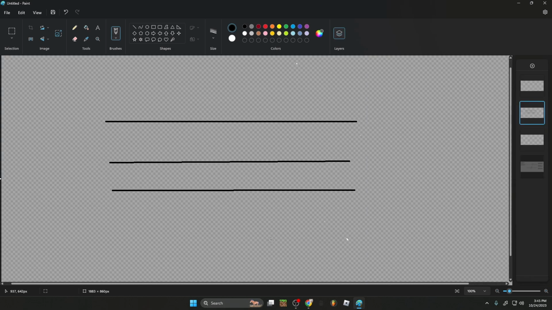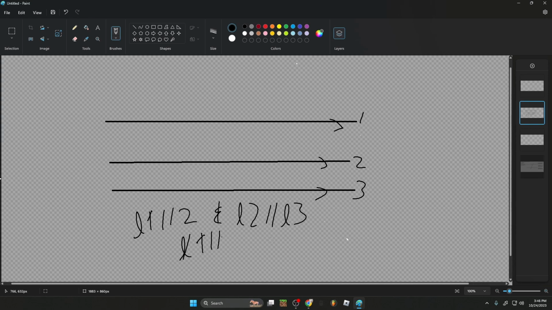Last thing, this is 3.2. If this is line 1, line 2, line 3, and line 1 is parallel to line 2 and line 3 is parallel to line 2, so L1 is parallel to line 2 and L2 is parallel to L3, you can deduce that L1 is parallel to line 3. This is the transitive property.